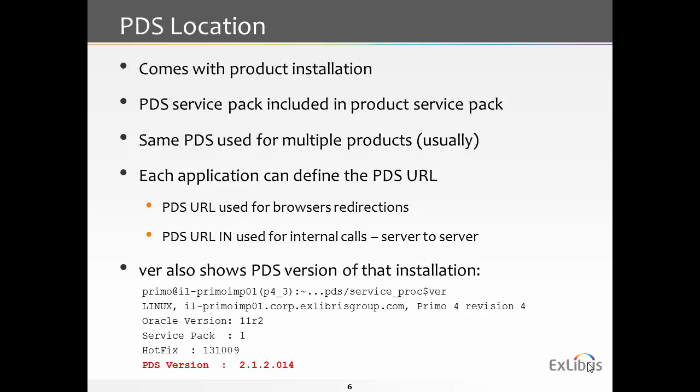For instance, if the application calls PDS from within the server, it will use the internal URL. It could be useful for different network configurations, in case the external URL is different from the internal one. In most cases, the PDS URL is equal to the internal URL, but it's important to understand that we can configure a different internal URL in case we have a different network infrastructure that does not allow us to access the regular URL from within the server. The command ver on each one of our applications can also show the PDS version used in that installation.